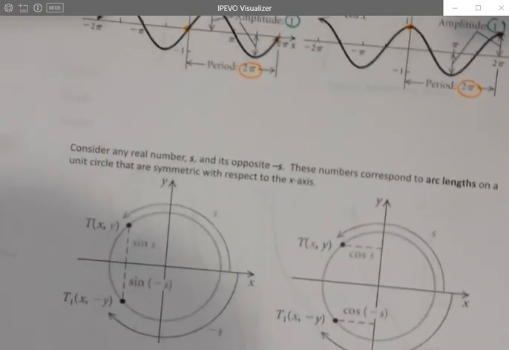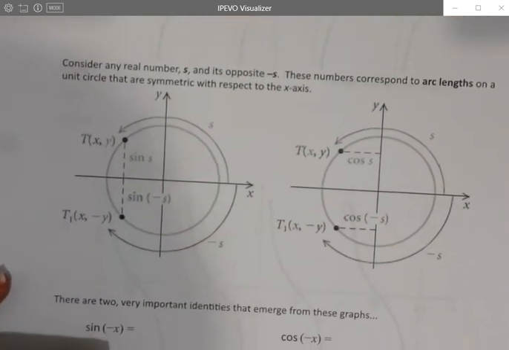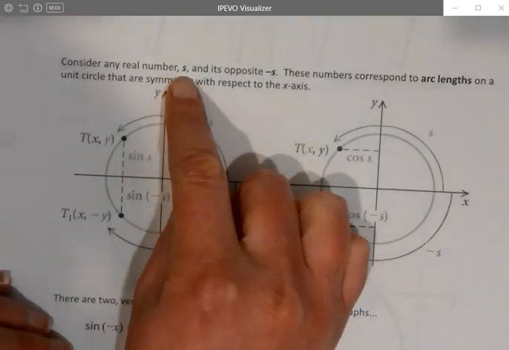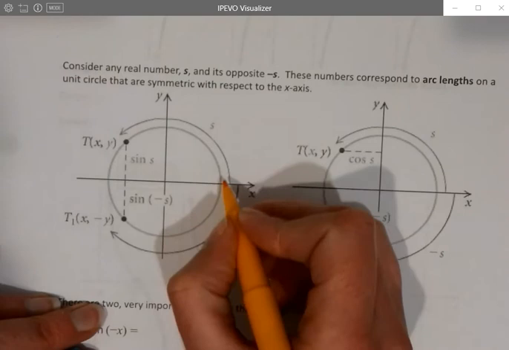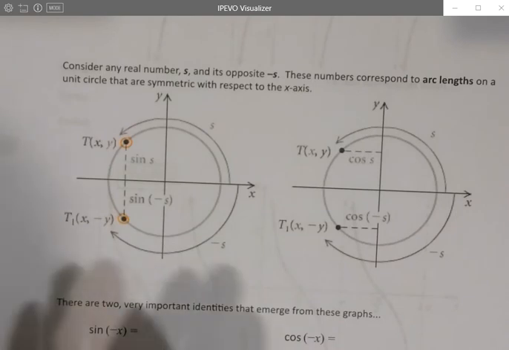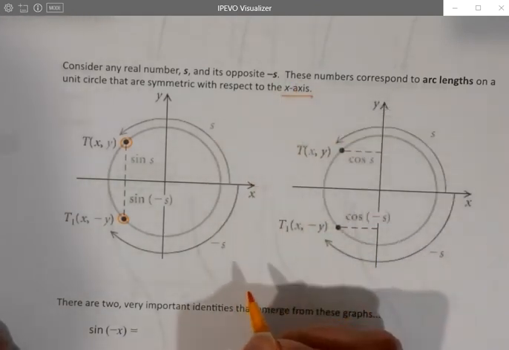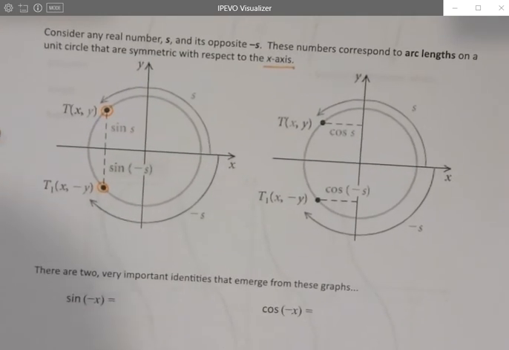Okay. Now, considering any real number s and its opposite, negative s, these numbers correspond to arc lengths in the unit circle that are symmetric with respect to the x-axis. These arc lengths are our angles in radians. So again, we've talked about this in terms of degrees, but my angle s and my angle negative s go in opposite directions on the unit circle, so they're going to line up across from each other, symmetric with respect to the x-axis. And so their sine values of s and of negative s are going to be opposite of each other because the y values are negative.